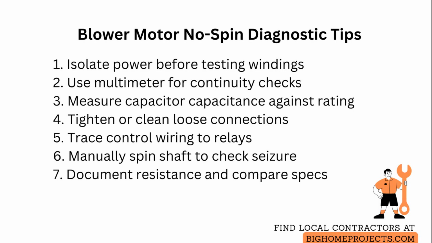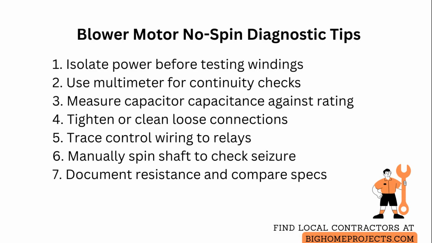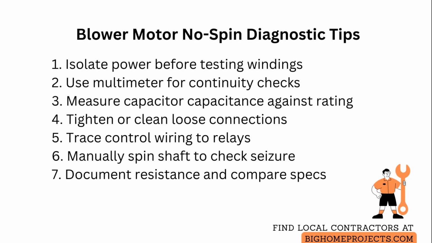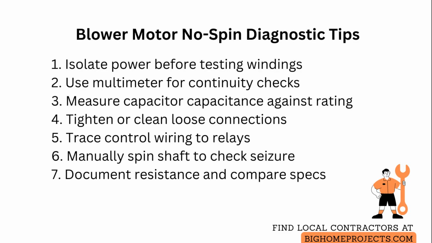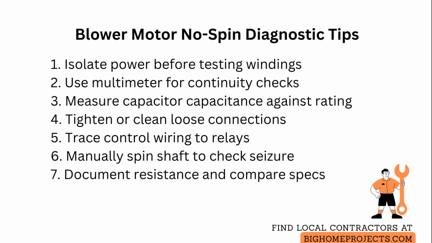Start by isolating power and using a multimeter set to the continuity or resistance function to check each winding between its terminals and to chassis ground, looking for infinite resistance, which indicates an open winding. Check the run capacitor, if present, by measuring capacitance with a meter rated for that component and compare to the capacitor rating printed on its can, because a failed capacitor can prevent the rotor from developing starting torque even though the motor windings are intact.